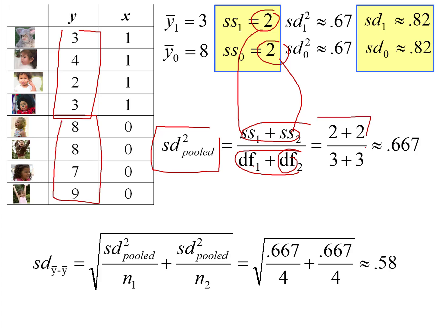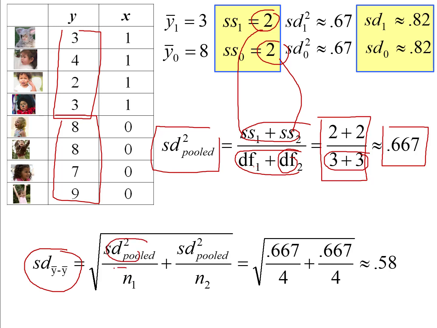So my equation then becomes 2 plus 2 divided by 3 plus 3, and that equals, with rounding, 0.667. So now 0.667, that's my pooled variance, and I can plug that into my formula for my standard error of mean difference. So for my standard error of mean difference, I need my pooled variance divided by n for sample 1, then I'm going to add to that my pooled variance divided by my sample size for group 2, and then take the square root.